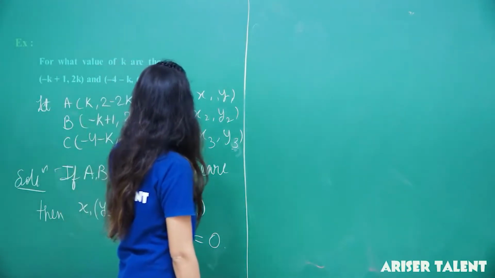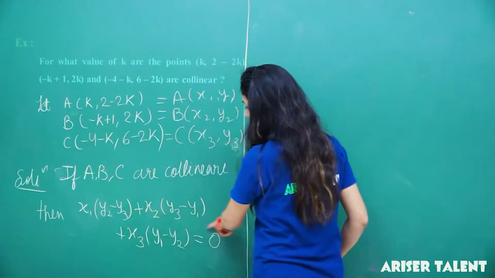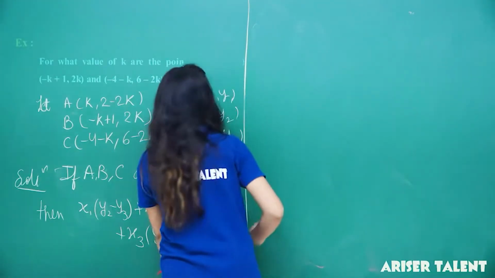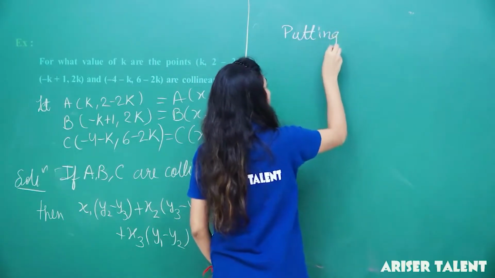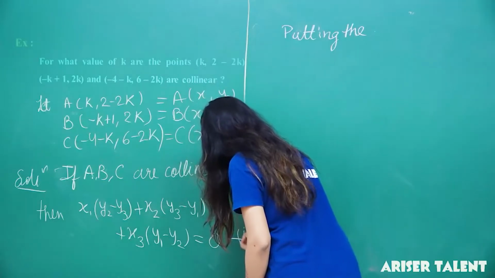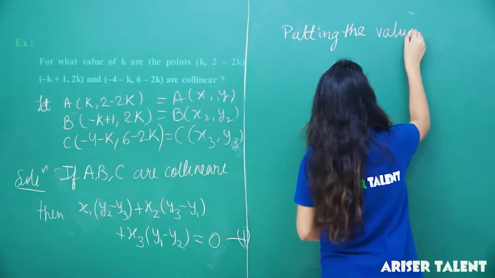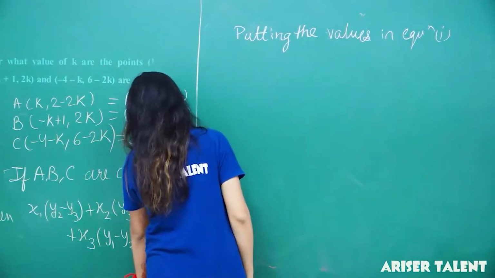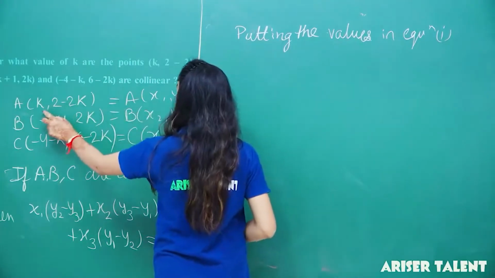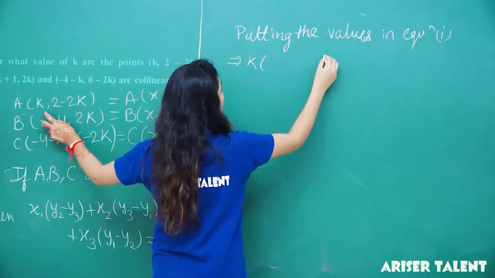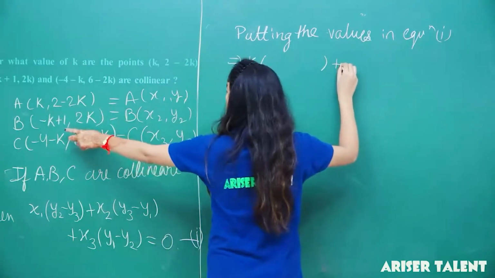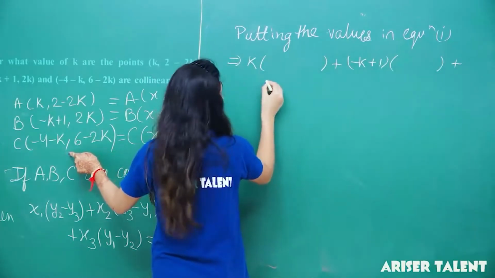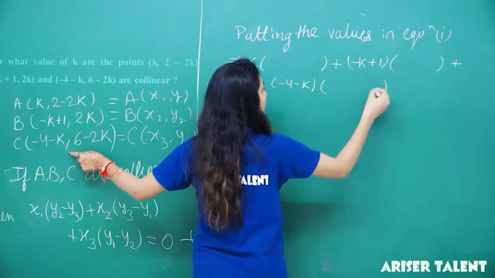If it follows that A, B, C are collinear, then this should be 0. So that simply implies, let it be equation number 1, putting the values in equation 1. If you put the values here, that will be x1, now x1 is k plus something, then minus k plus 1 multiplied by something, and then plus minus 4 minus k multiplied by something equals 0.